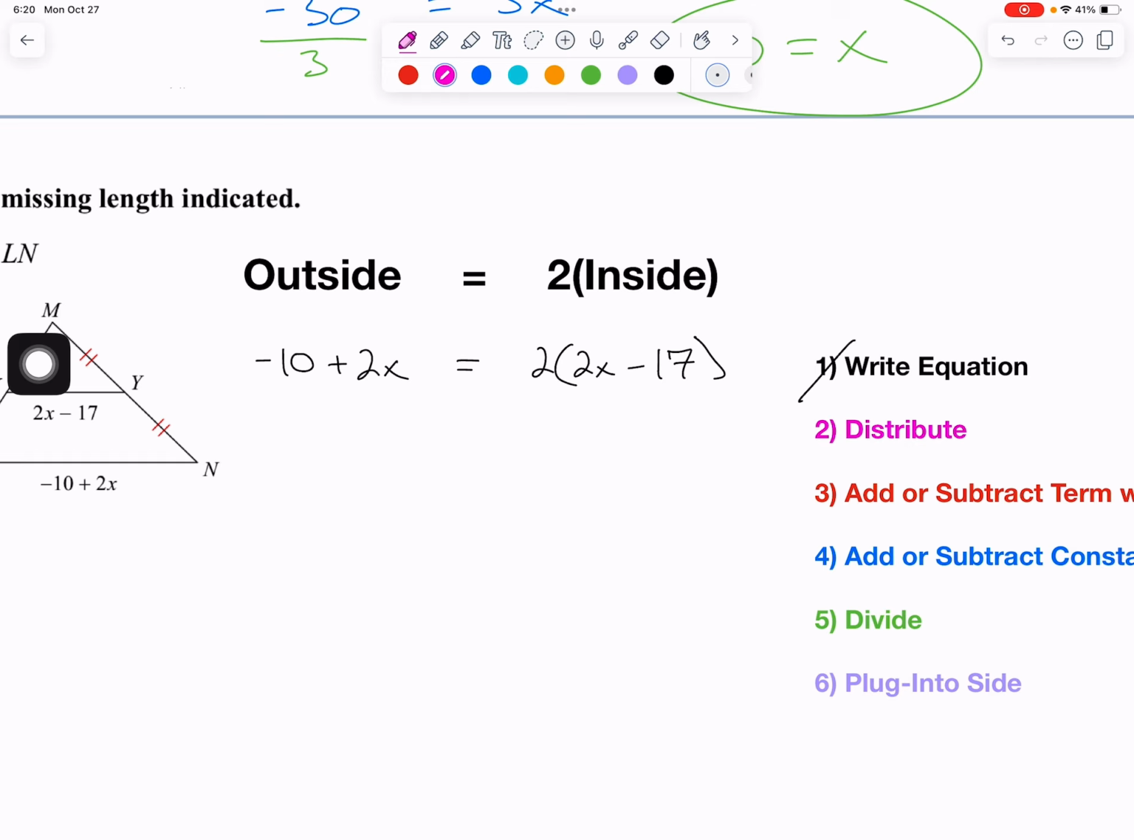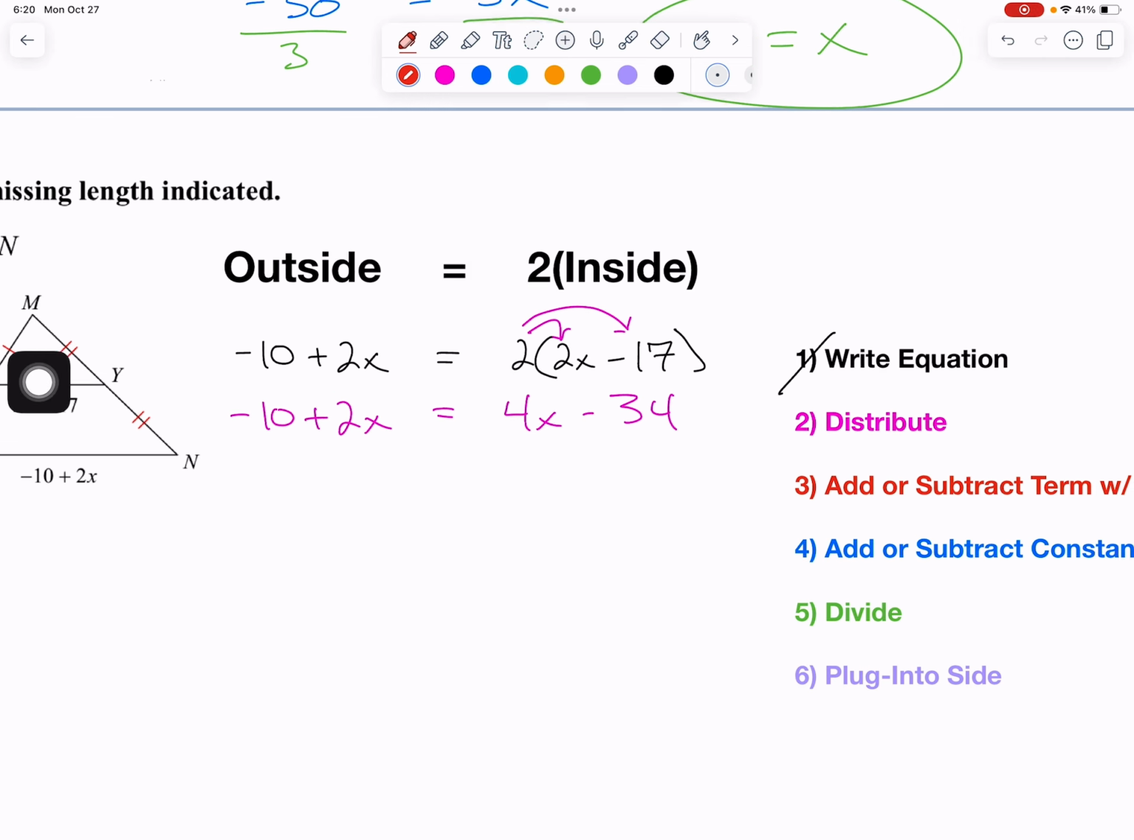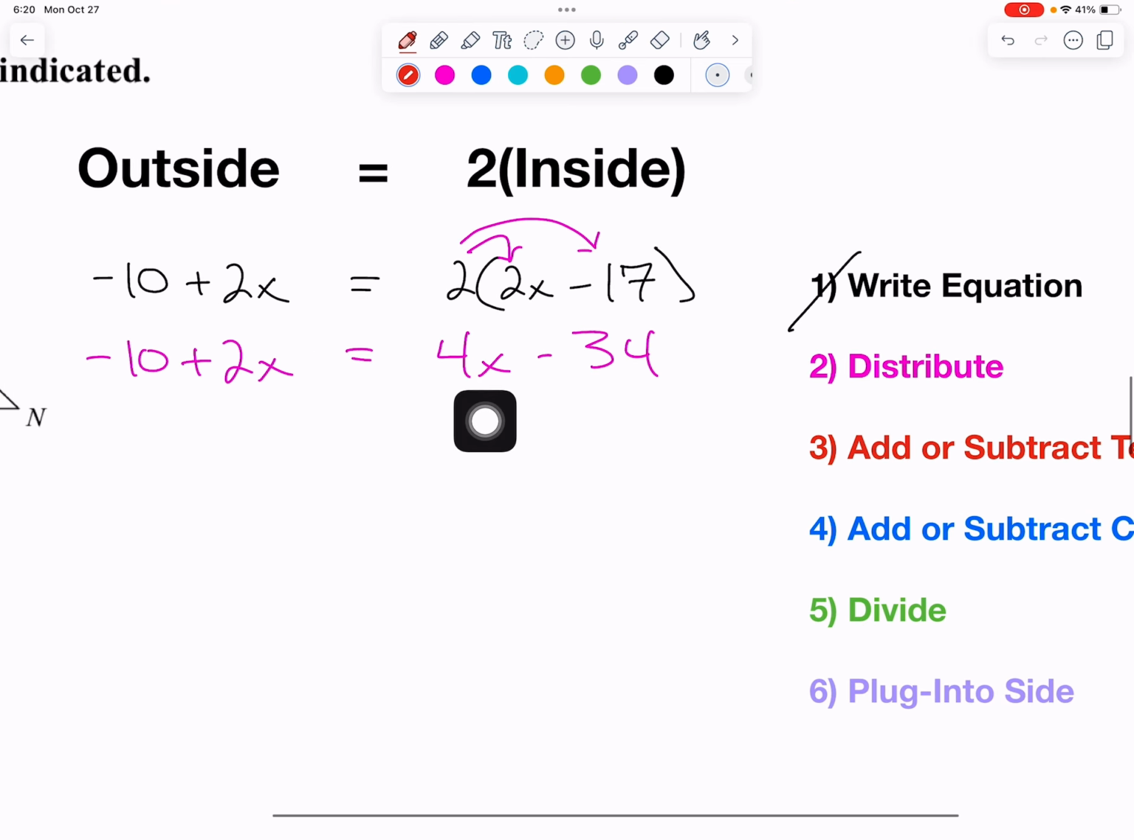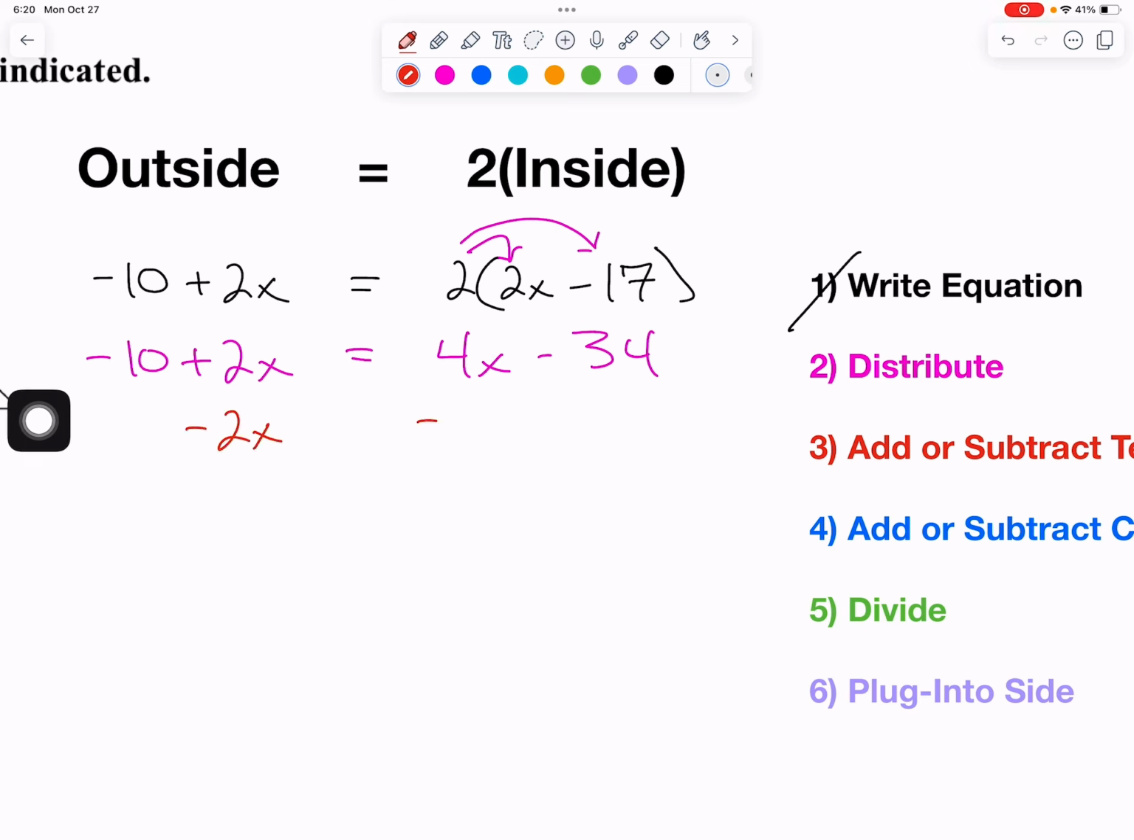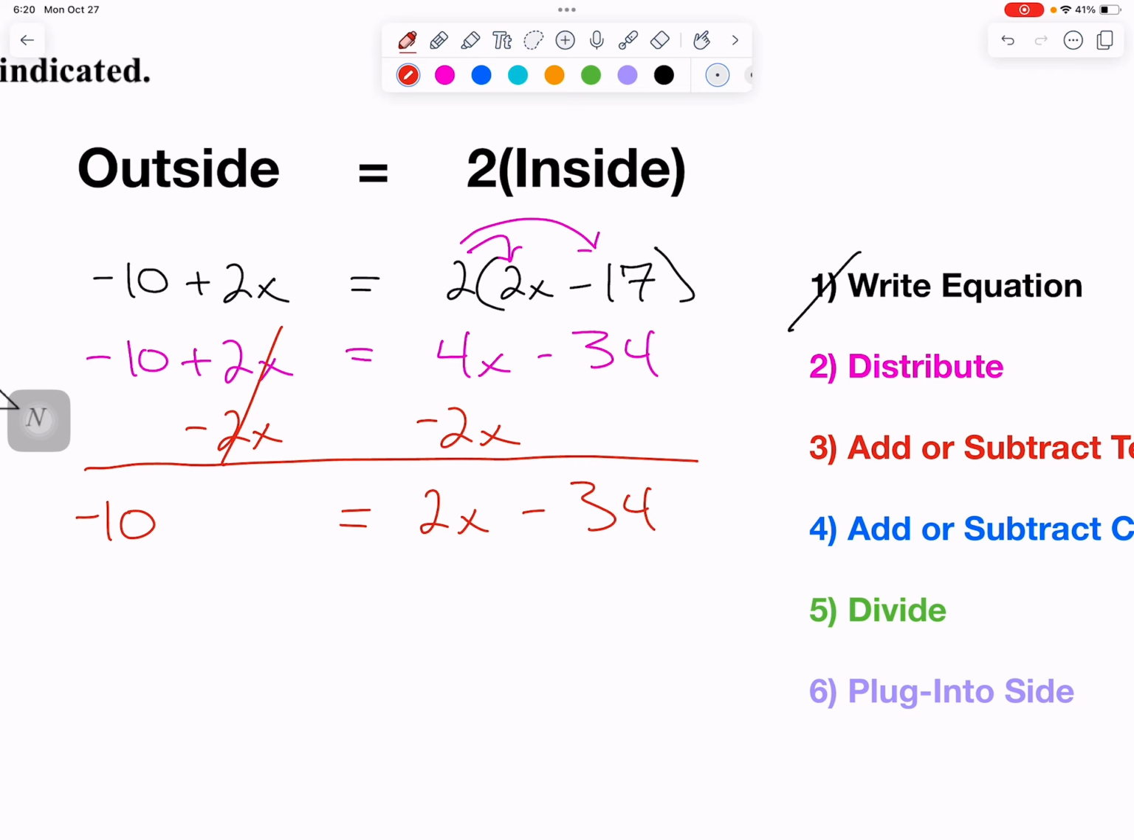Let's go to step 2. Distribute. Negative 10 plus 2x, can't do anything, so rewrite it. Set it equal to, what's 2 times 2x? It is 4x. 2 times negative 17 is negative 34. Then we will add or subtract the term with a variable. What has less value, a 4 or a 2? A 2 does, so we will subtract 2x from both sides. Your negative 10, drop it on down. 2x minus 2x, no x left. 4x minus 2x, still just 2x. Bring down that negative 34.